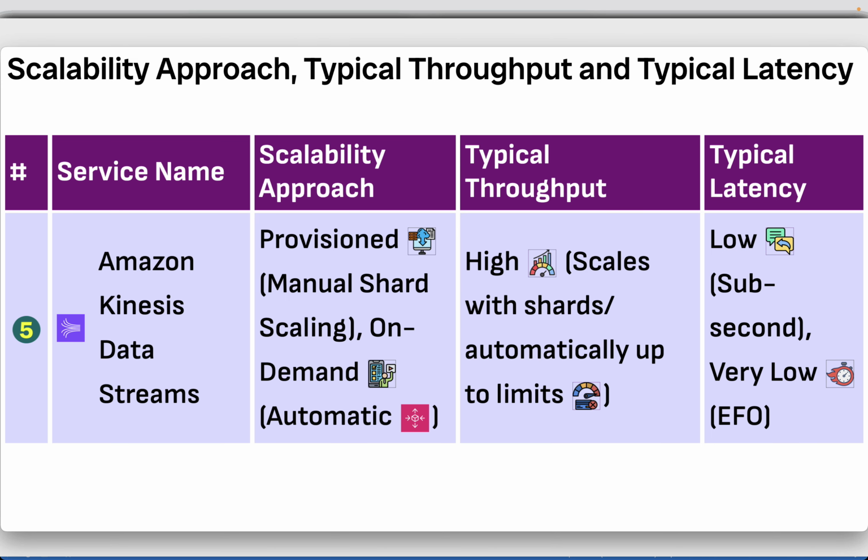Next, Amazon Kinesis Data Streams. So provisioned mode scales manually by adjusting the shard count. On-demand scales automatically up to high regional throughput limits. Throughput is high, scaling with shards automatically. Typical latency is low, sub-second latency. And there is the enhanced fan-out mode, EFO, which provides very low latency, approximately 70 milliseconds, compared to standard consumers, which will have a latency of around 200 milliseconds.